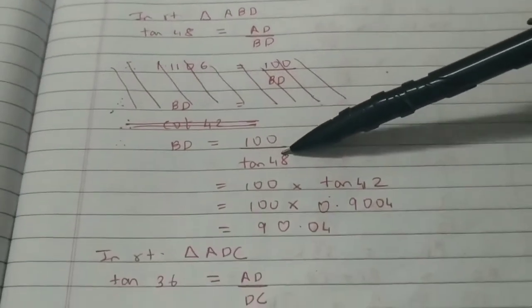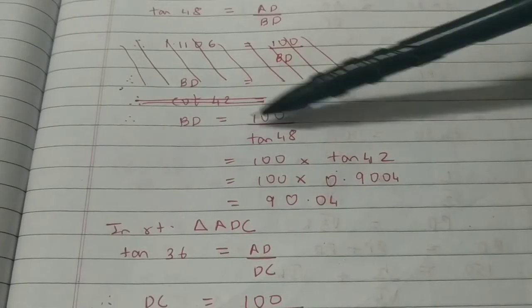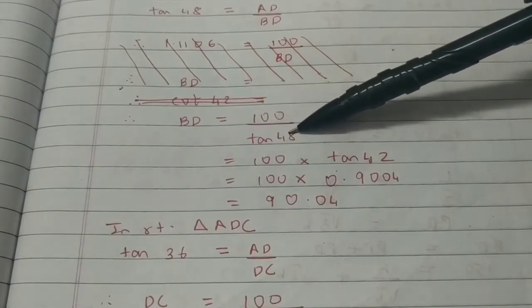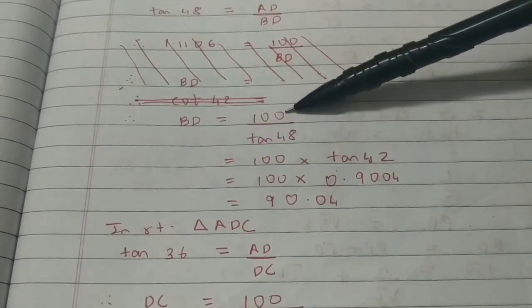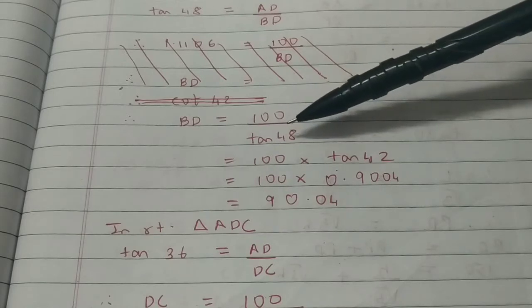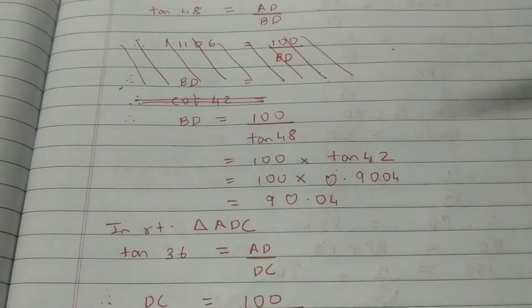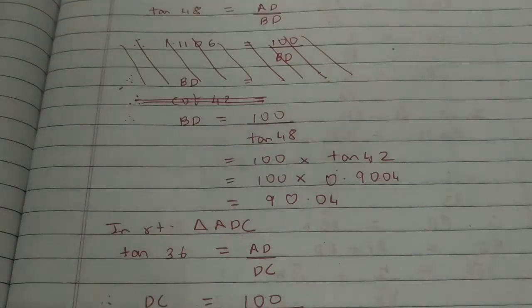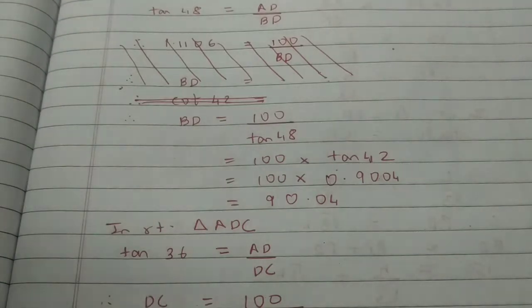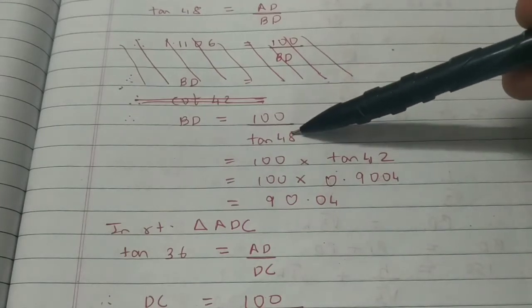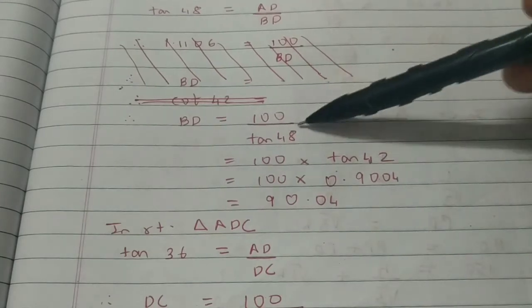First, I'll cross multiply. I won't substitute yet. BD is 100 upon tan 48. Yes, I've substituted the value of AD here. Is 100. Now, tan 48 is a reciprocal of tan 42. Remember this trick. Any tan value is a reciprocal of the tan of its complementary angle. Complementary means the sum should be 90. 48 plus 42 is 90.